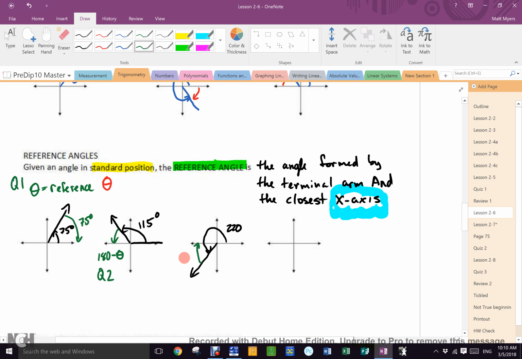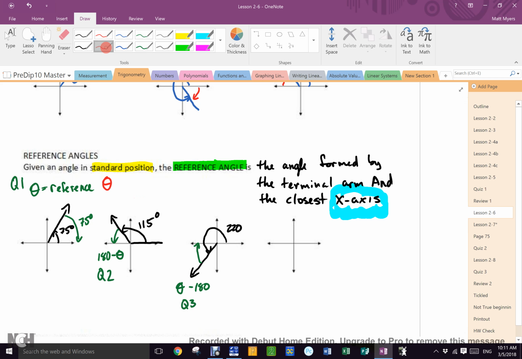So it's 360 minus theta. Oh, wait, 180 minus what? Wait a minute. Theta minus 180 in quadrant 3, right? Because that's 180 of it. You know that's 40. How do you find it? 220 minus the 180. So it just goes towards the nearest one. Everybody goes to the nearest x-axis. That's why I put the blue cloud around it.